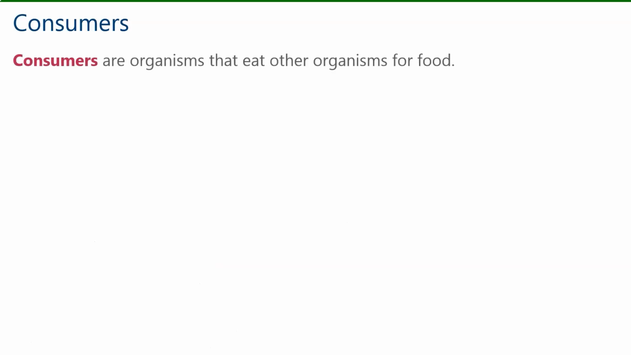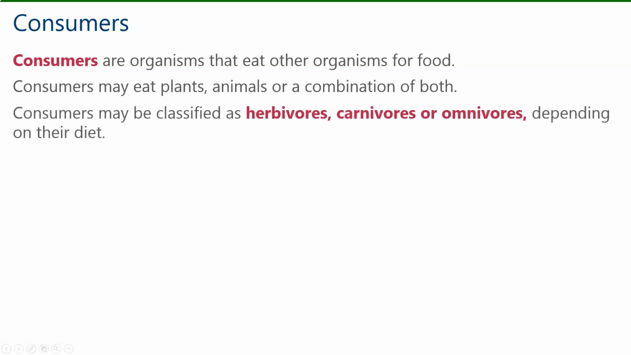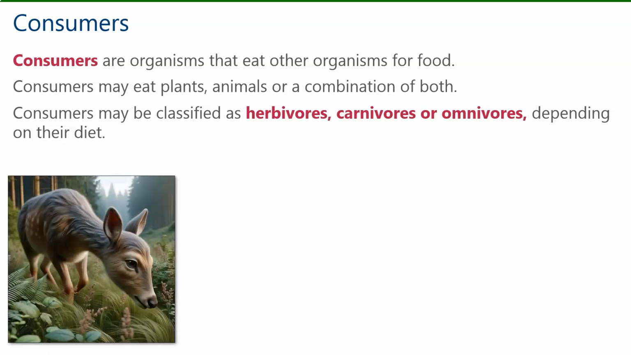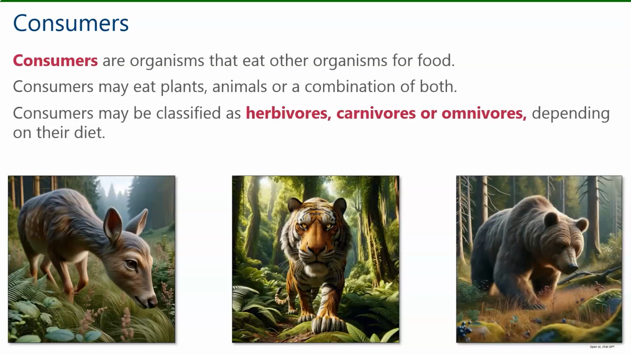Consumers are organisms that eat other organisms for food. Consumers may eat plants, animals, or a combination of both. Consumers may be classified as herbivores, carnivores, or omnivores depending on their diet. We have herbivores like this deer that eat a plant-based diet, carnivores that eat other animals like this tiger, or omnivores which eat both plants and animals like this bear which eats berries and meat like trout and small mammals.